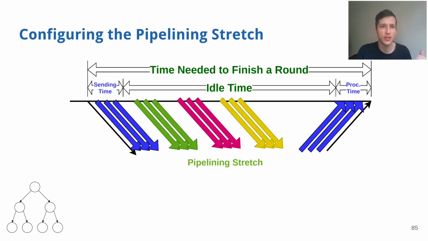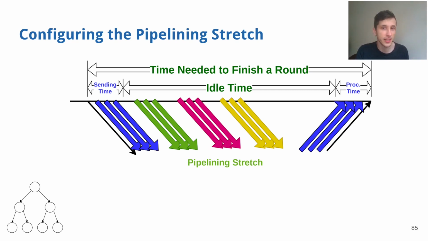This allows us to calculate how many additional blocks we can fit in the idle time. We denote the total number of blocks we can produce concurrently as the pipelining stretch. In a nutshell, the smaller the fan out and the greater the idle time, the bigger the resulting pipelining stretch. Let's look at some examples.